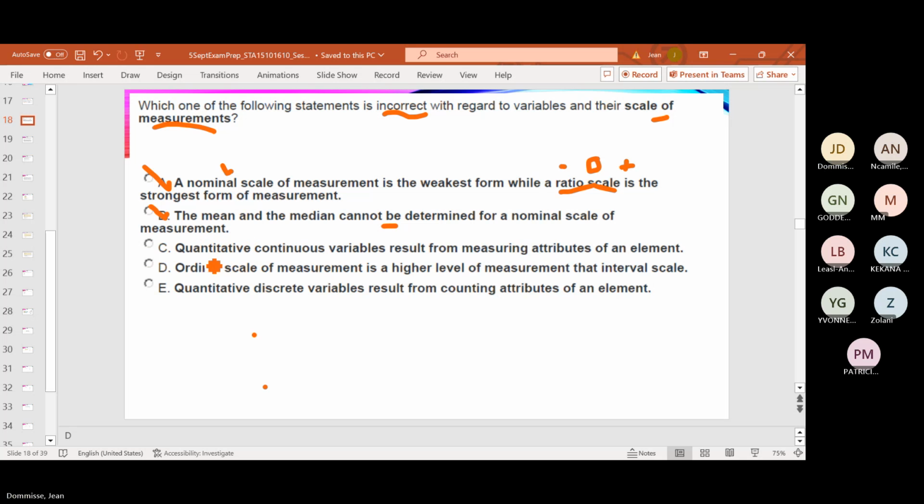Quantitative, so again, quantity. Quantitative continuous variables result from measuring attributes of an element. Okay, measuring. So it's true. Measuring temperature can be a continuous variable as well. If you need to measure distance, that's also a continuous variable. Ordinal scale of measurement is a higher level of measurement than interval. Okay, so that is wrong.